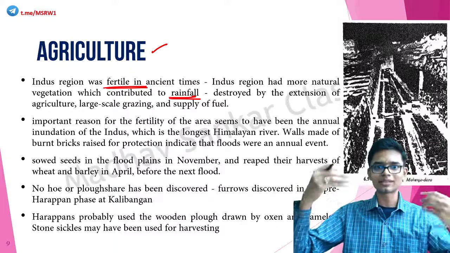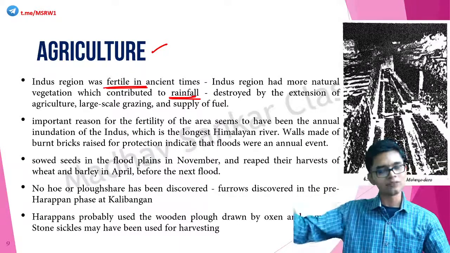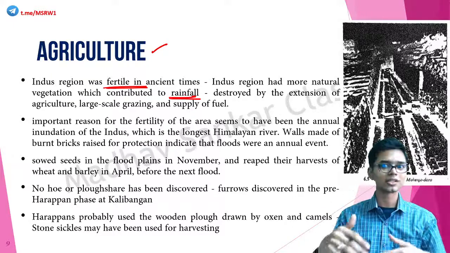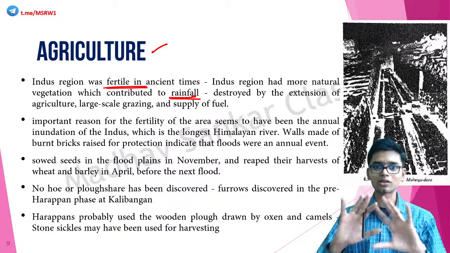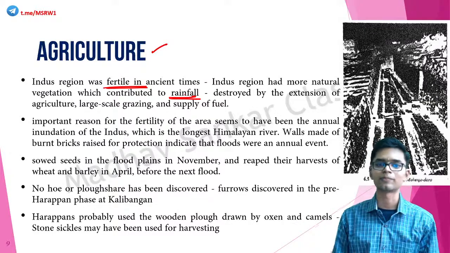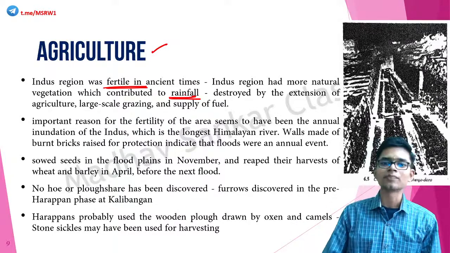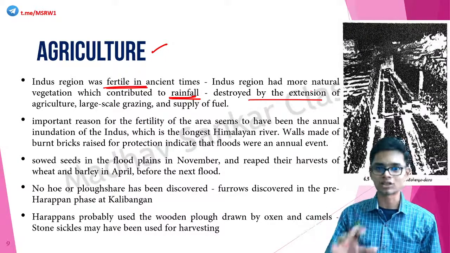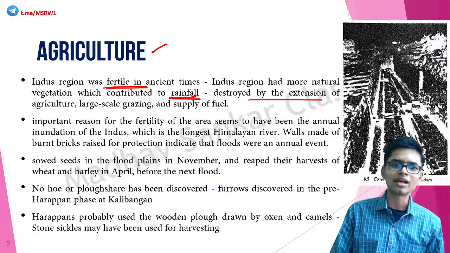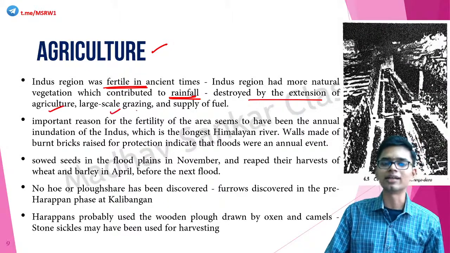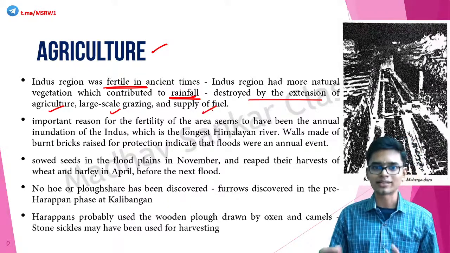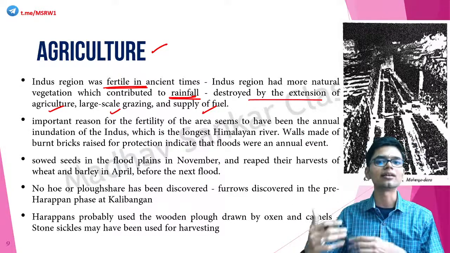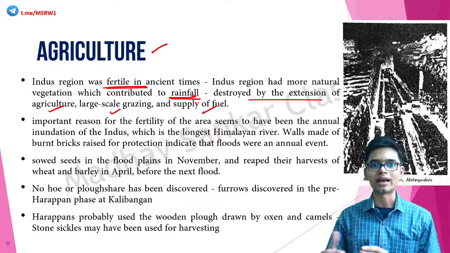Back then, there was plenty of natural vegetation, which facilitated rain. So obviously there is a water source, and the river Indus is also there. All in all, the land was much more fertile than it is today. It was not arid or semi-arid at that point of time. But eventually, due to the destruction of trees and natural vegetation for various purposes, including agriculture, large-scale grazing, supply of fuel, etc., the fertility of this region started to decrease, and eventually the region became very much arid and infertile.